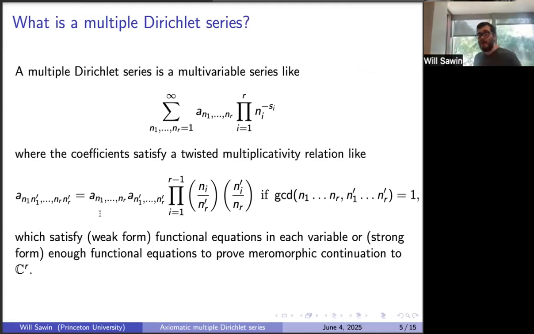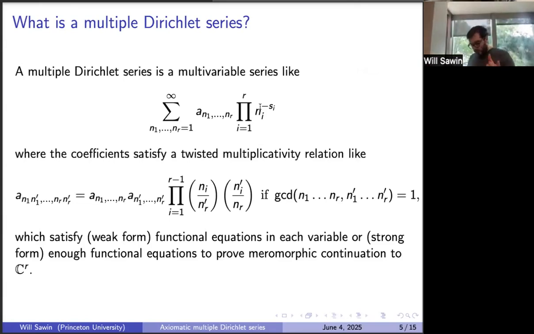So what do I mean by a multiple Dirichlet series more generally? There's usually not a formal definition of this given in the literature. I'm going to give a rough definition. A multiple Dirichlet series should first be a Dirichlet series in several variables. So it's a sum of a(n1, ..., nr) times the product over i of ni to the minus si.